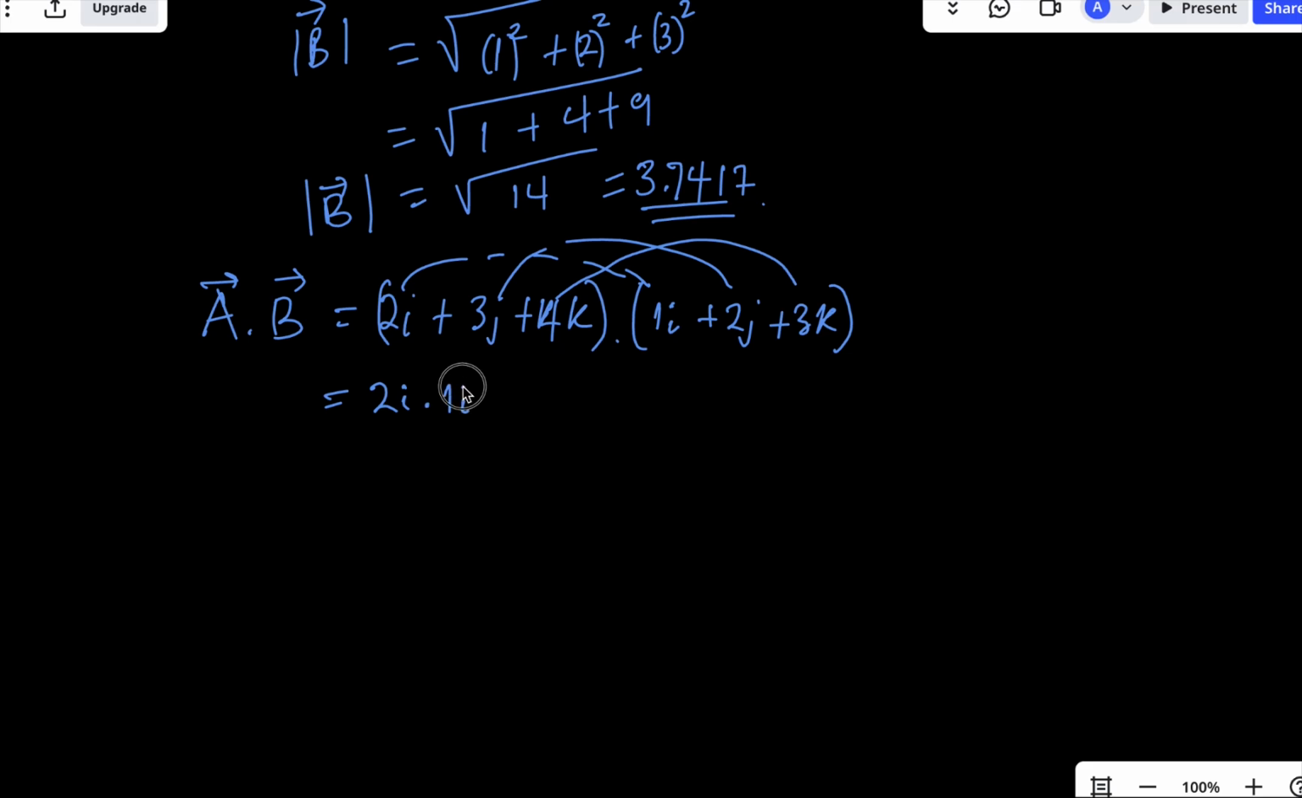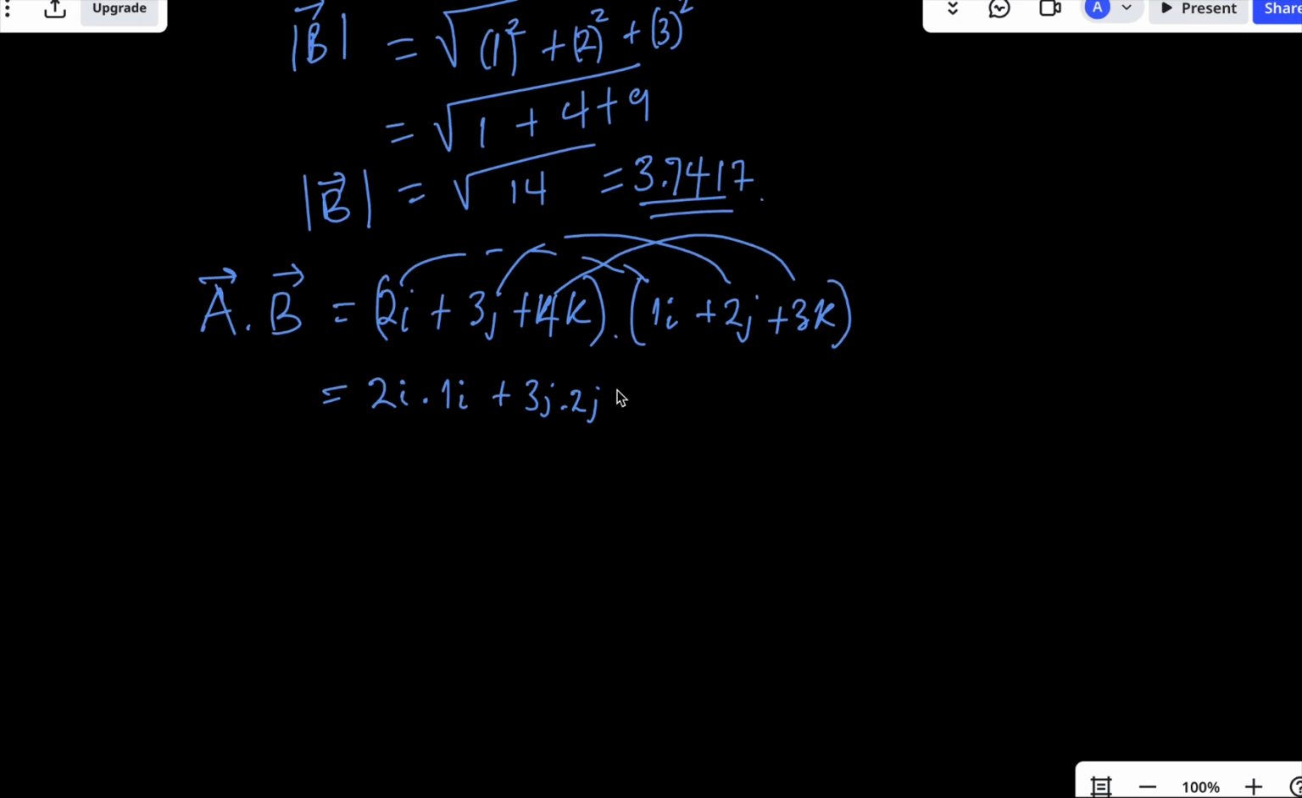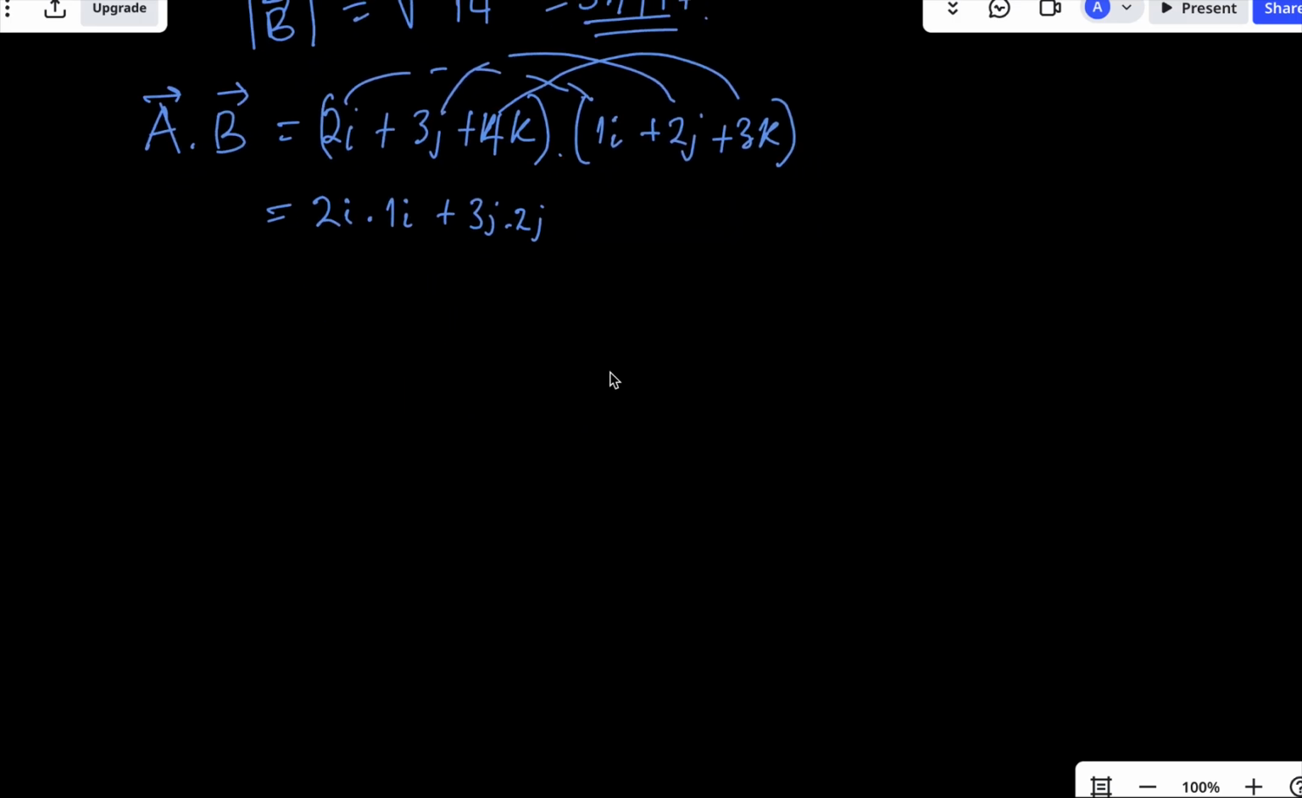Now wetin I mean with that? Plus the next one come be wetin? 3J dot 2J. The next one come be waiting. Make I take an up small so I go see and clear. The next one come be waiting. Plus 4K dot. No mistakenly put cross, so because na dot product we dey do, 3K.